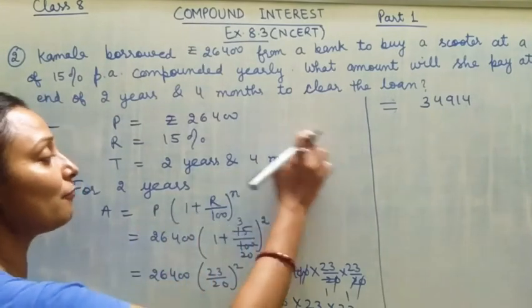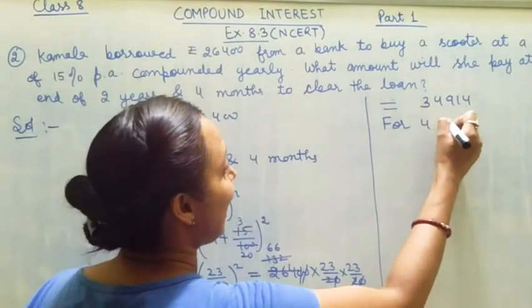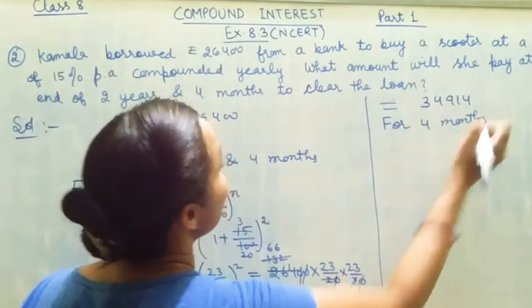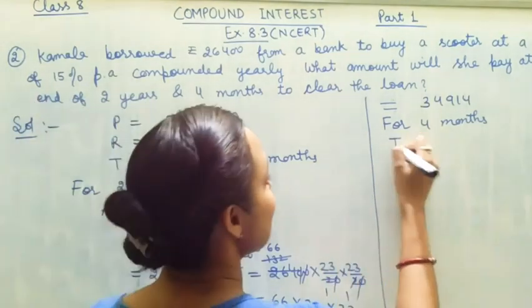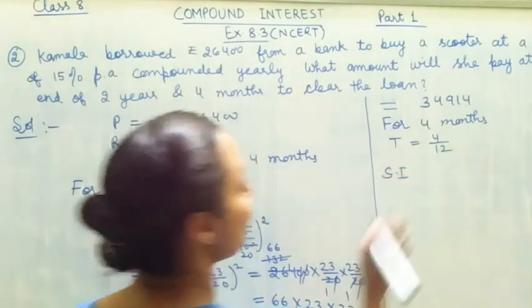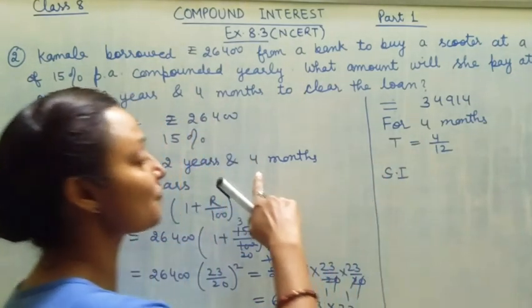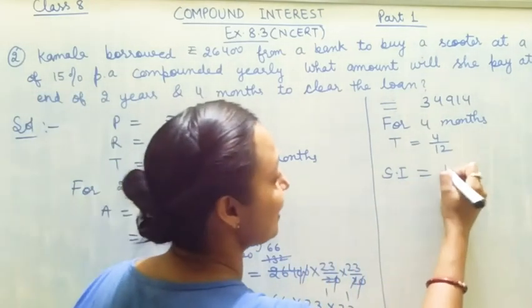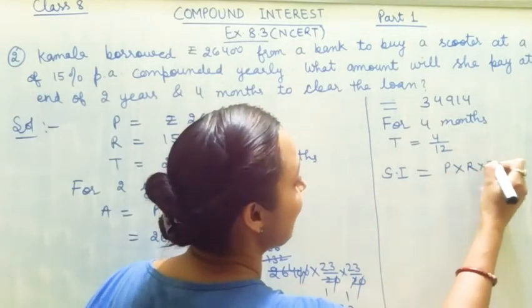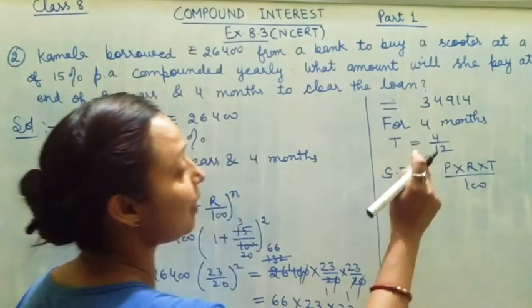Now we will work for the 4 months. For 4 months, I will apply the formula of simple interest. So I will change it into 4/12. Then apply the formula of simple interest, that is the simple interest for 4 months. That is P into R into T upon 100. I will write it as the principal for this.